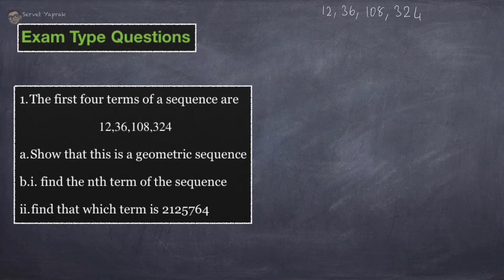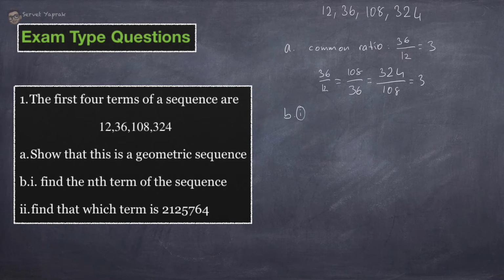If this is a geometric sequence, then there must be a common ratio. So let's check if there's a common ratio or not. If we divide 36 by 12, we get 3. So 3 could be a common ratio, but we should confirm by using the other terms as well. If we divide 108 by 36, or if we divide 324 by 108, we always get the same result, 3. So we can confirm that this is a geometric sequence and the common ratio r is 3. So part B, it says find the nth term.